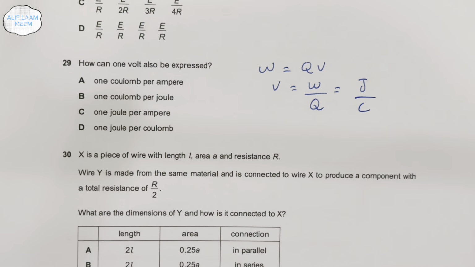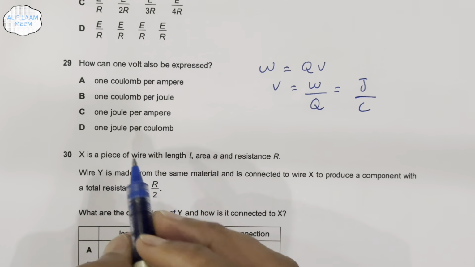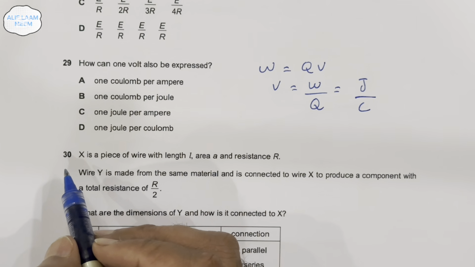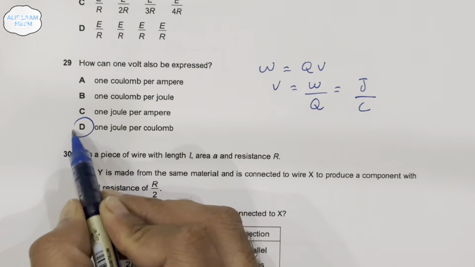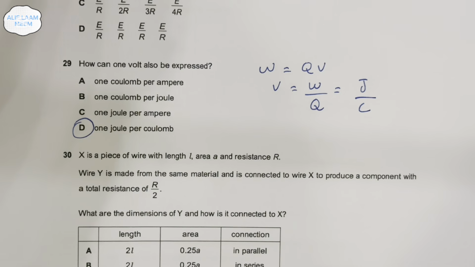So joule per coulomb would be our answer. So 1 joule per coulomb. 29. Option number D is the correct choice. Moving to question number 30.